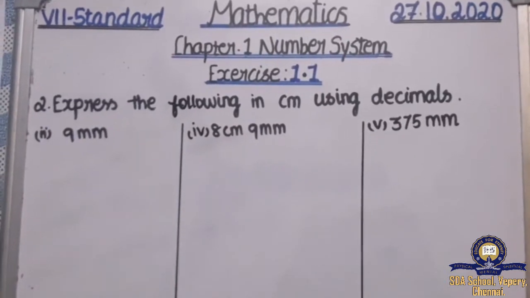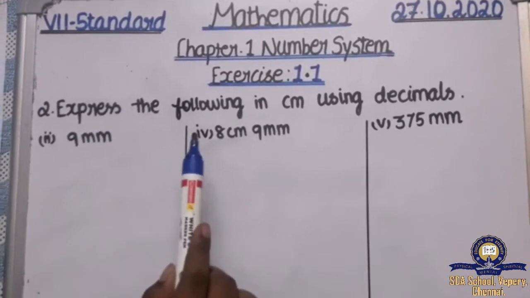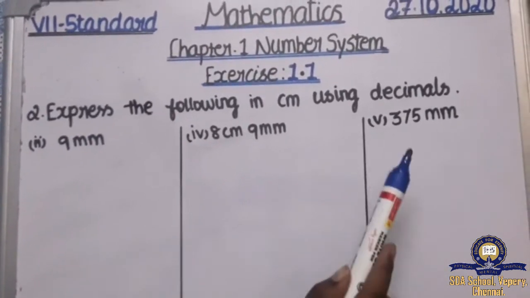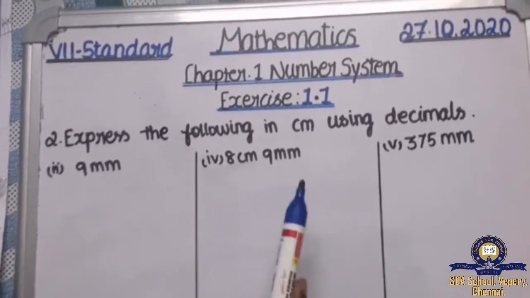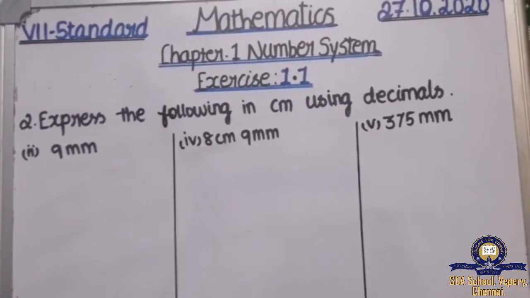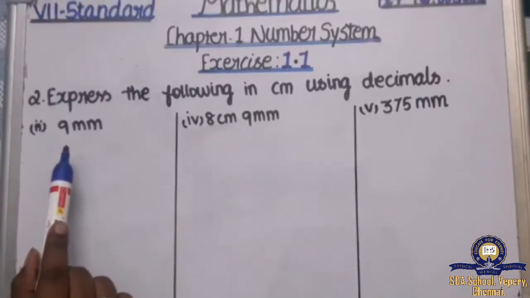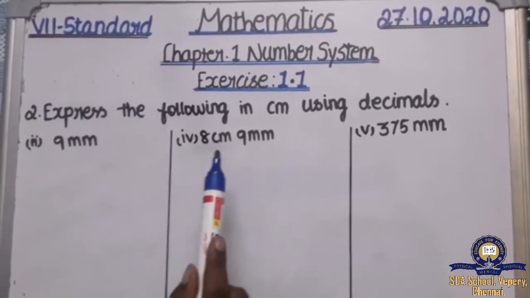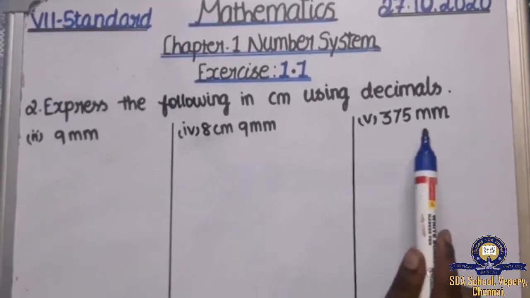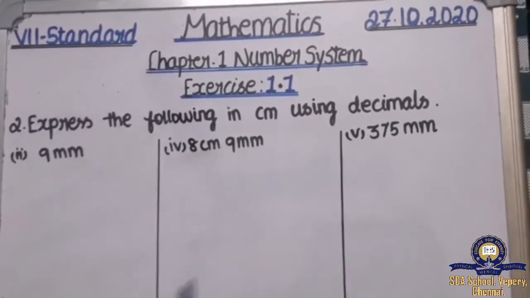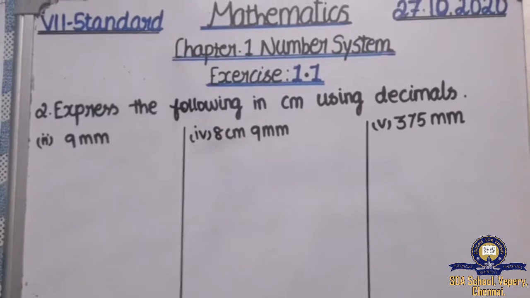Now we move on to our second problem. What is the second problem given here? Express the following in centimeter using decimals. Here they have given the following; we need to change them into centimeter by using decimals. What are the values given here? The second problem is 9 millimeter, the fourth problem is 8 centimeter 9 millimeter, and the fifth problem is 375 millimeter. So all were in millimeter, and we need to change the following into centimeter using decimals.